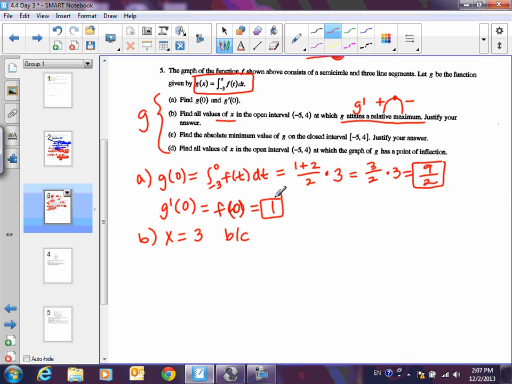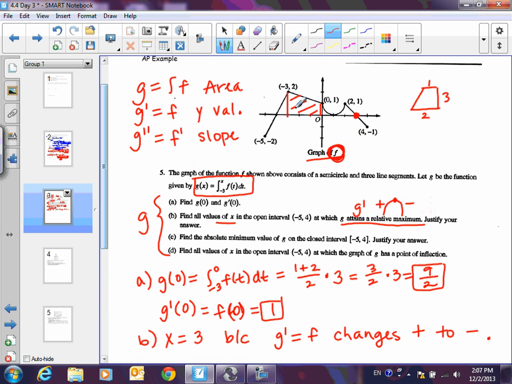And we could say, there's definitely different ways you could do this, but I'm going to say G prime, which is the same as F, changes plus to negative. Just writing G prime, the problem with that is G prime isn't on this graph. Yeah, it's the same as F, but you've got to always relate it back to F. You should have something about F in the problem.